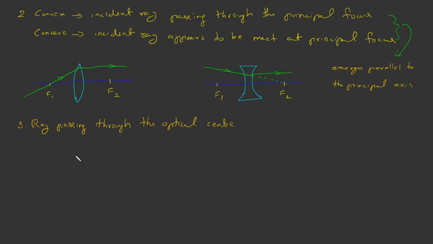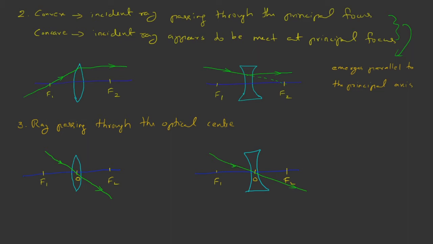So for understanding it, we are going to consider two lenses again, that is convex and concave lenses. Let us draw the principal axis. Mark the principal focus f1, f2 for both the cases. Also mark here the optical center O. In this case, we are going to draw the light ray passing through the optical center. In both the cases, the light ray passing through the optical center will pass without any deviation.